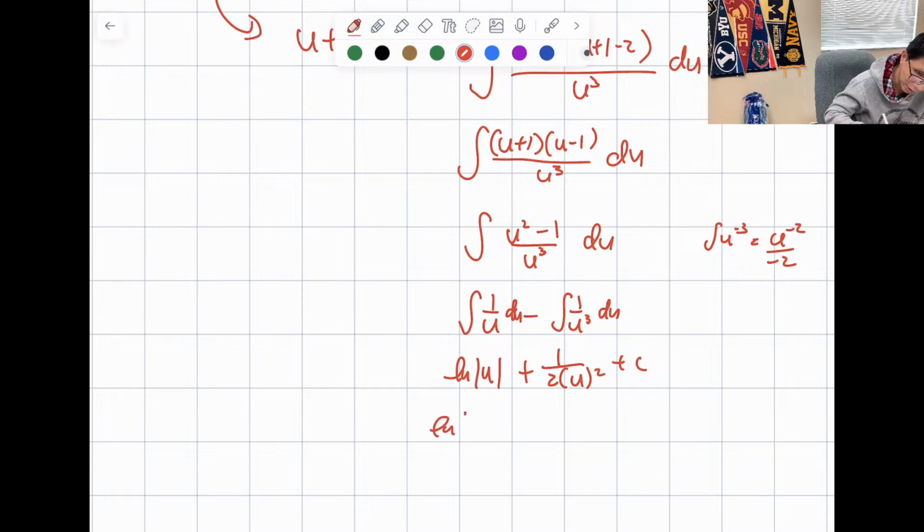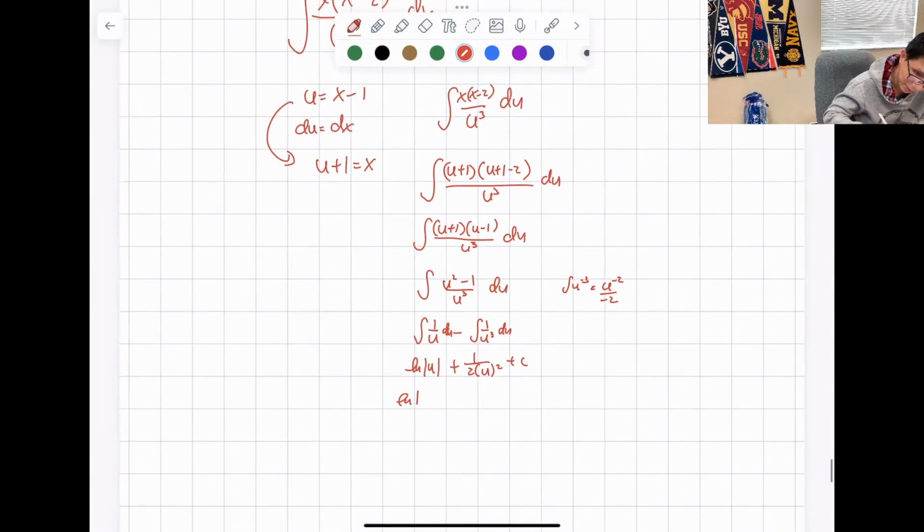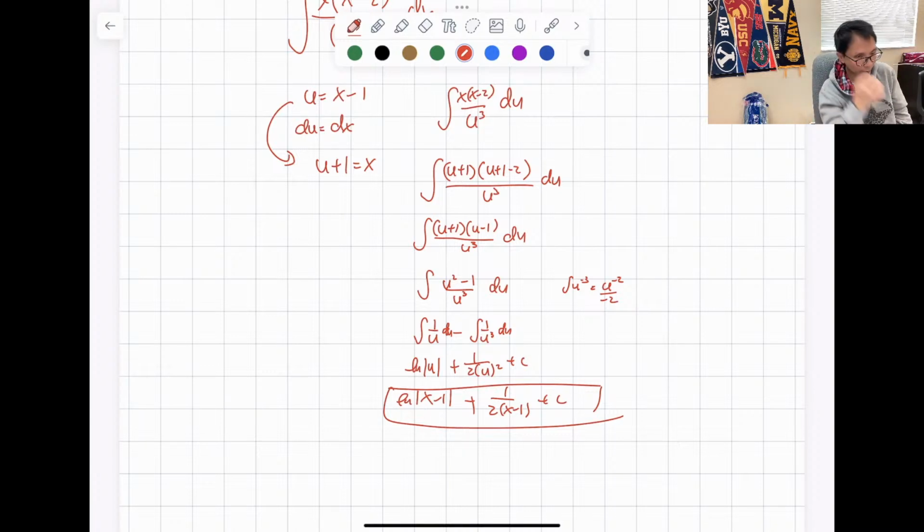So it'll be natural log of x minus 1, minus 1 over 2 (x minus 1) squared, plus c. Plus, because of the negatives, it's a beautiful answer. I really like that problem.